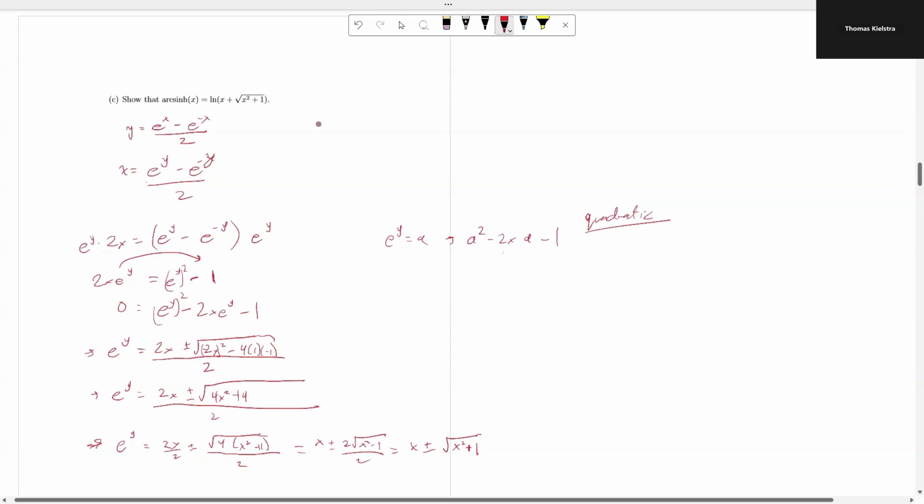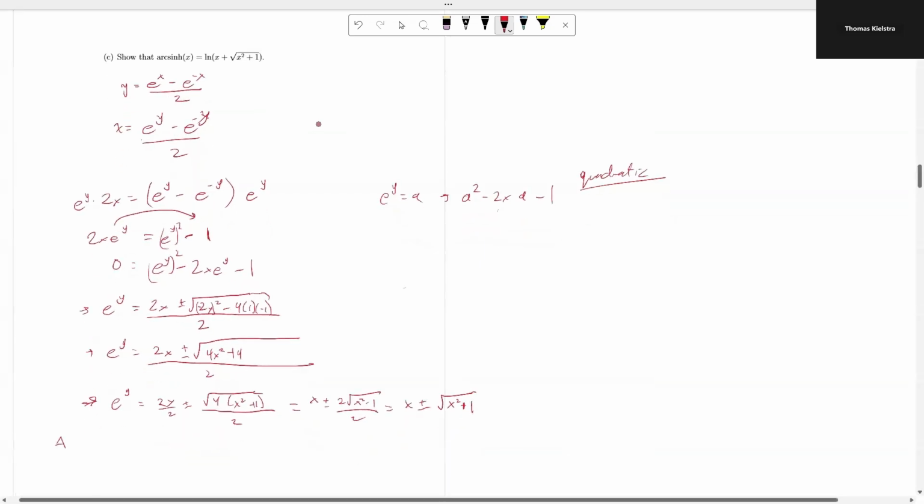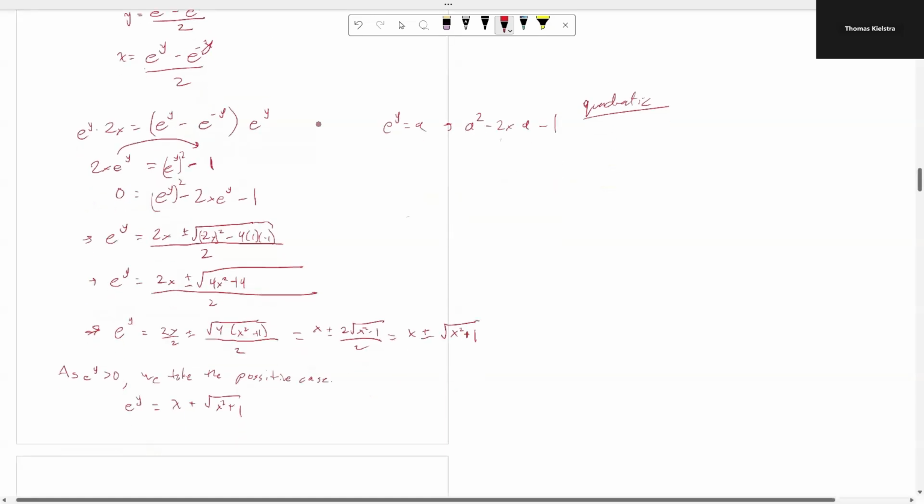And now, as e to the y is always positive, as e to the y is greater than 0, we take the positive case. So e to the y equals x plus root x squared plus 1. Now I take the ln of both sides, giving me y equals ln of x plus root x squared plus 1. And I have my result. Nice. This gives us our solution.